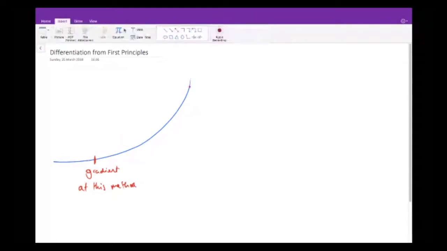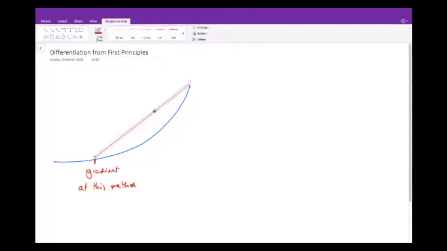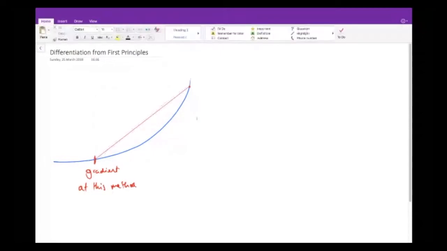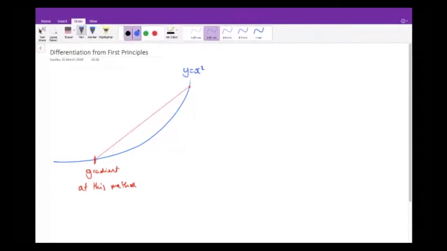join them together with a straight line, I can look at the change in y between the 2 points and divide it by the change in x. And there's nothing different here. So let's say that y equals x squared. So the gradient of this line is the difference in y over the difference in x.